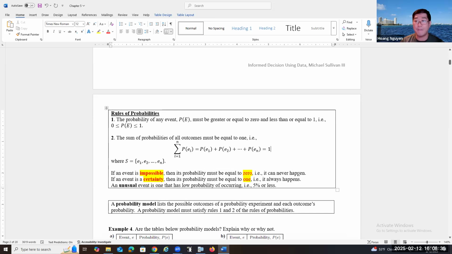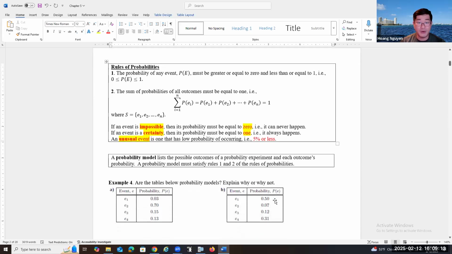Zero means it never happens. An unusual event is one that has a low probability. So how low is the probability going to be? When we say low probability, it means that the probability is 5% or less. So that's going to be an unusual event. That's how we determine an unusual event: if the probability is less than or equal to 5%. So that's the rules for the calculation of probability.